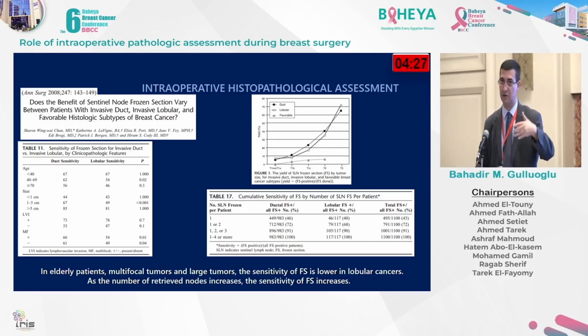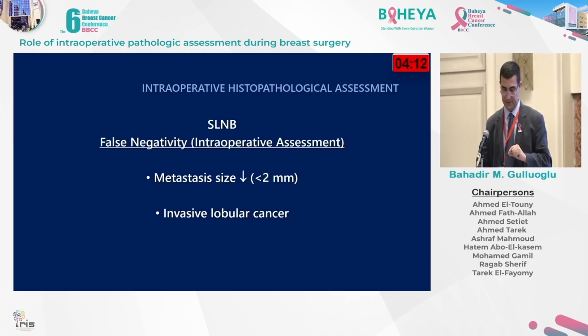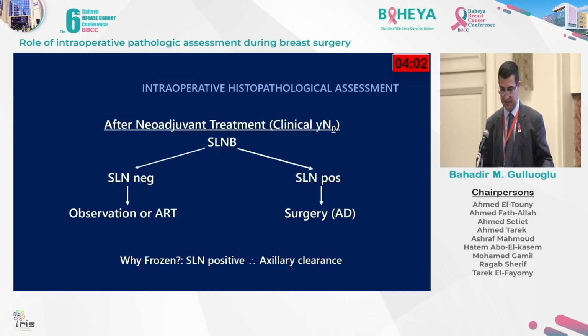I don't recommend you to find 2 or 3 nodes. If it's 1 sentinel node, it's 1 sentinel node. You don't have to retrieve 2 or 3 instead of only 1 if they're not marked by blue dye or radioactive material. But as the number of retrieved nodes increases, the sensitivity of frozen section increases. And also false negativity is more likely if the tumor metastasis size is small, and also in invasive lobular cancer, as I said.